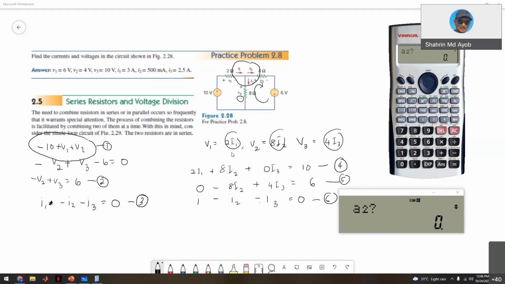And then it is repeated for the second equation. So your first element for the second equation is 0. The second element is negative 8. The third element is 4. Sorry, I think I made an error here. Hold on, I need to go back. So A1, A2, A3.